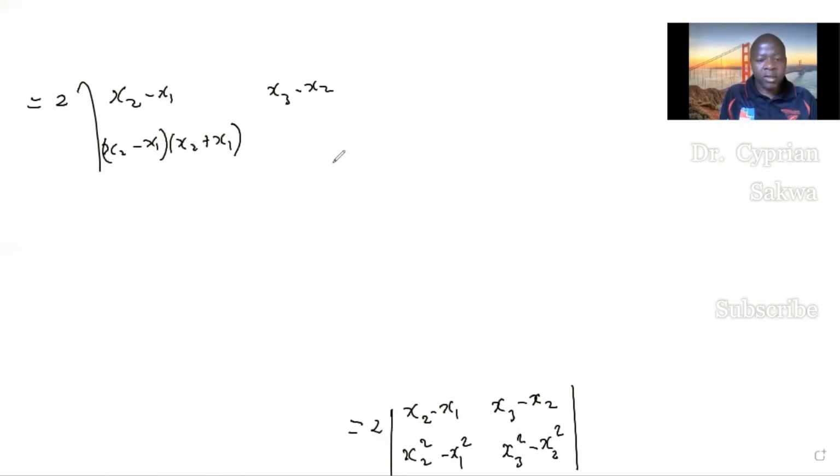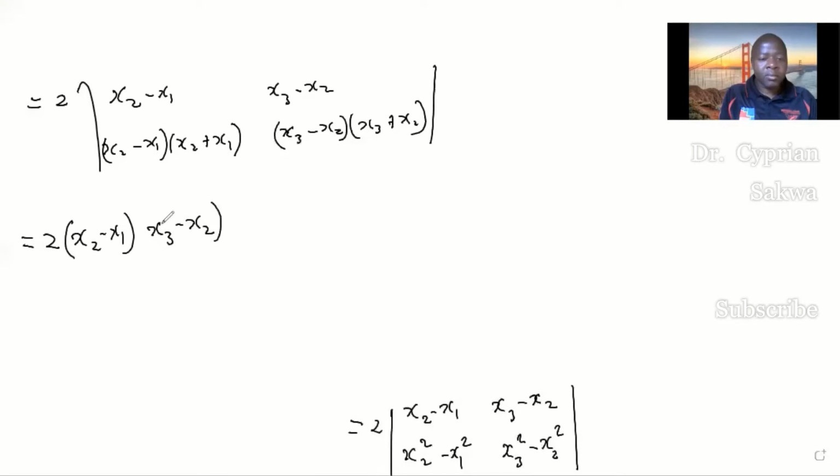And this one can also be factored. It is x3 minus x2 multiplied by x3 plus x2. Those are the difference of squares. So it's at this point that I wanted to factorize. And I noted that x2 minus x1 is common in this column, so let me just put it outside, x2 minus x1. And this other column, x3 minus x2, is common. Let me put it out.